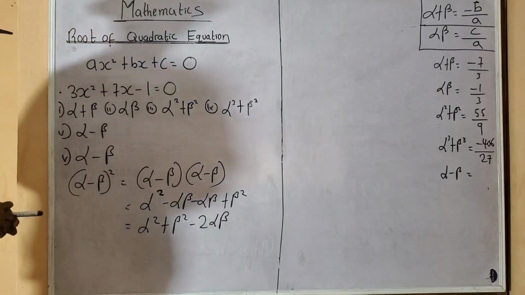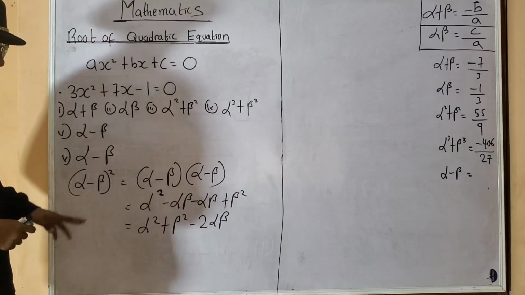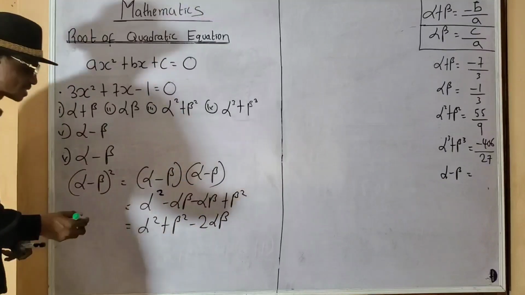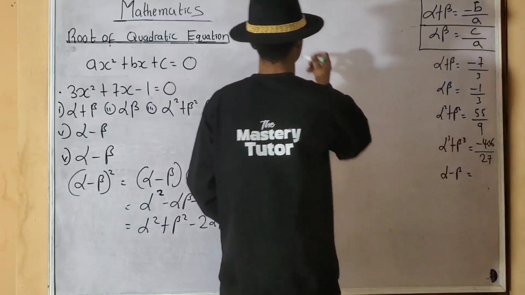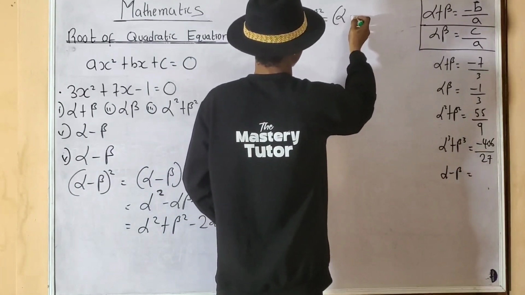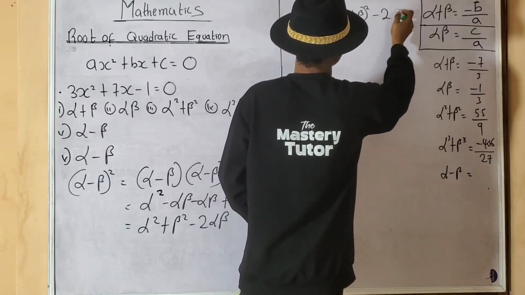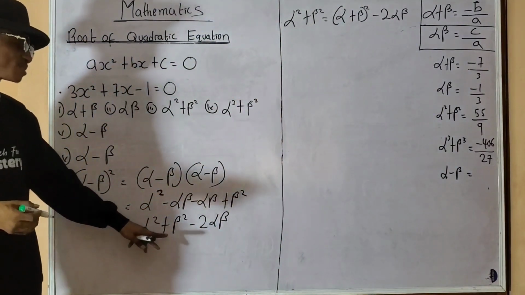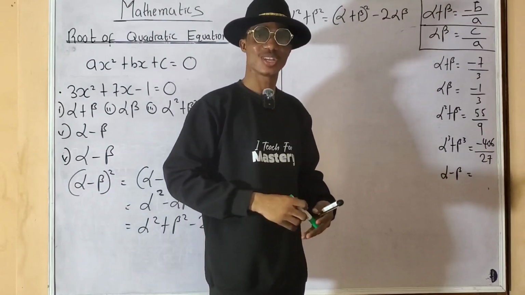Now don't forget the goal. Listen to me carefully. Our goal is to find the value of what? Alpha minus beta. Now don't forget that alpha squared plus beta squared is from this. Hello, do you remember when I solved this question? I got the value of alpha squared plus beta squared as alpha plus beta squared minus 2 alpha beta, if you remember. So I'm going to replace the value of alpha squared plus beta squared as alpha plus beta squared minus 2 alpha beta. Do you understand?